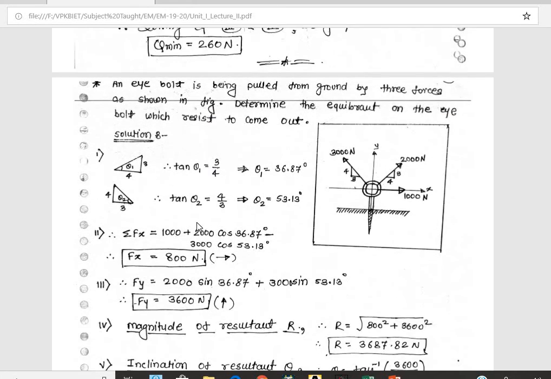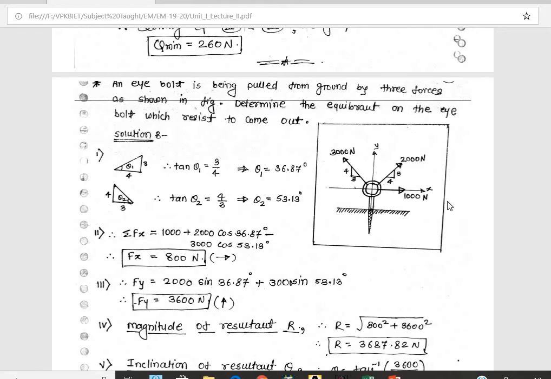Next problem. An eye bolt is being pulled from the ground by three forces as shown in the figure. Determine the equilibrium force on the eye bolt which resists it coming out. This is the figure given. Now, resultant is not asked, but equilibrium is. During the discussions we have discussed the definition of equilibrium force: equilibrium force is equal in magnitude to the resultant force, opposite in direction and collinear. Now see the procedure for how equilibrium can be determined.